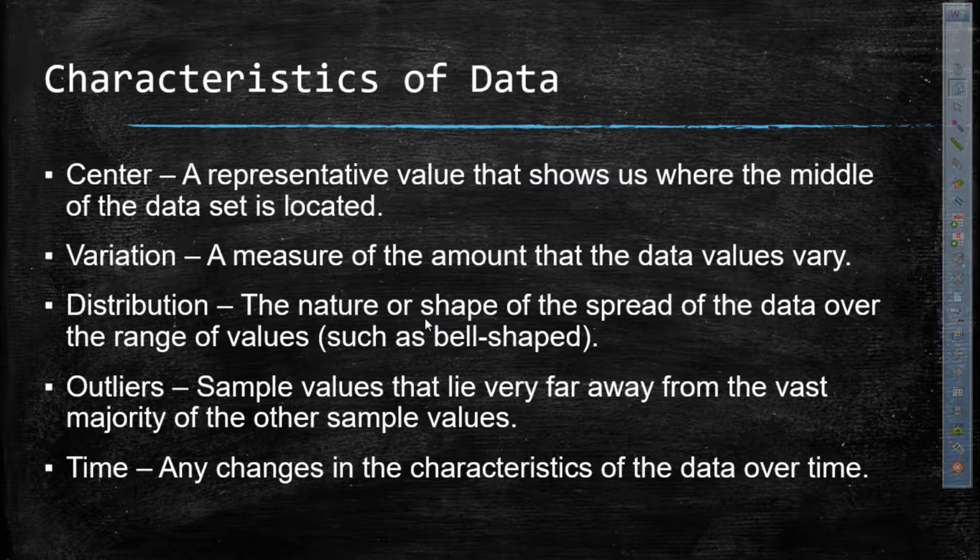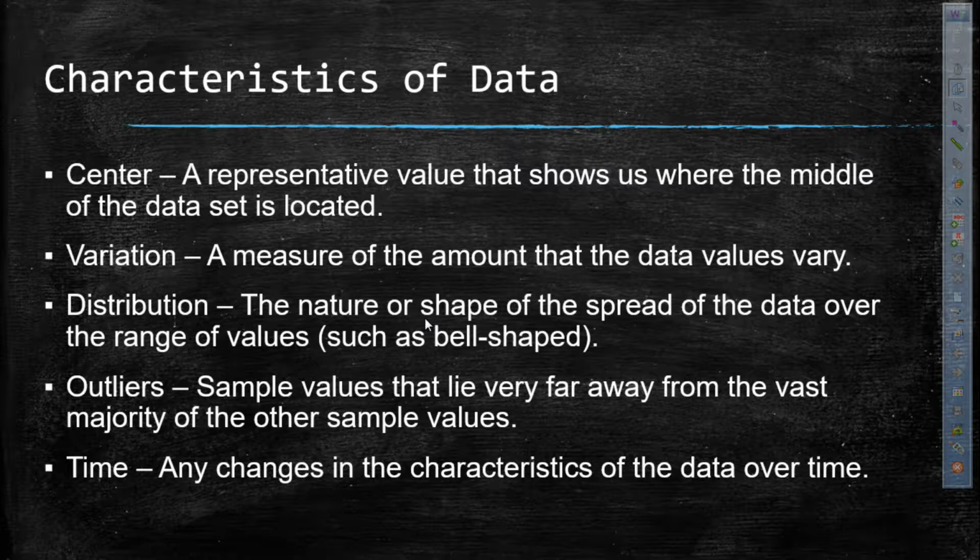Center, a representative value that shows us where the middle of the data set is located. Variation, a measure of the amount that the data values vary. Distribution, the nature or shape of the spread of the data over the range of values, such as bell-shaped or normal approximation or something like that.